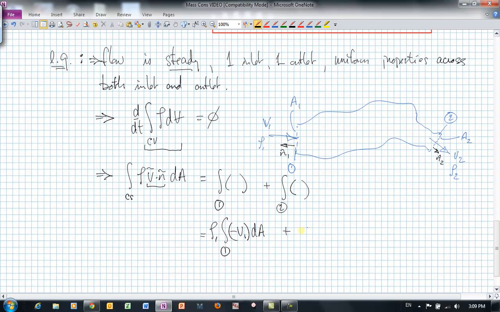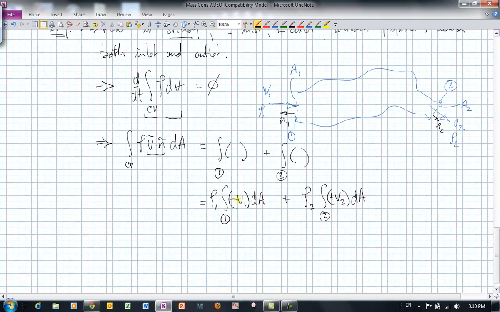Similarly, for region 2, I've got rho 2 times the integral over region 2 of plus V2 now, because V dot n is equal to plus the magnitude of V2 in this case, times dA. V1 is uniform across the whole of A1 and V2 is uniform across the whole of A2, so I can pull them out of the integral and the integral becomes very simple. I got minus rho 1 V1 A1 in this case, and in the case of the outlet I've got rho 2 V2 A2. Notice the plus right there.